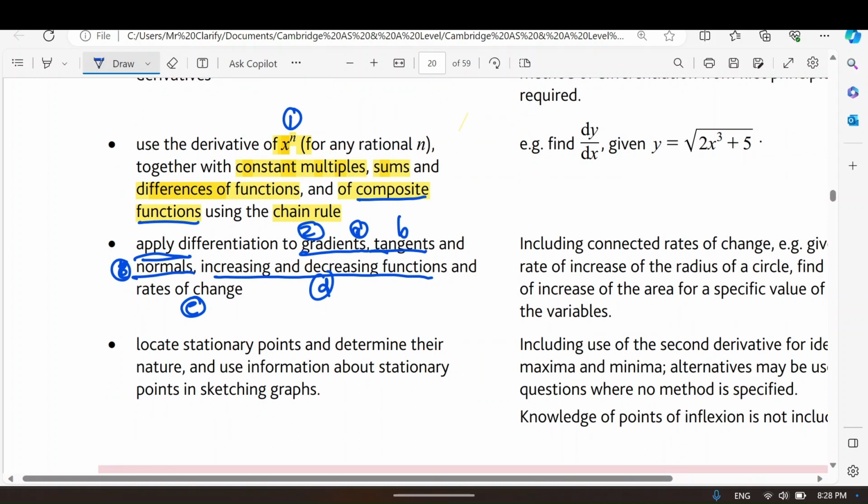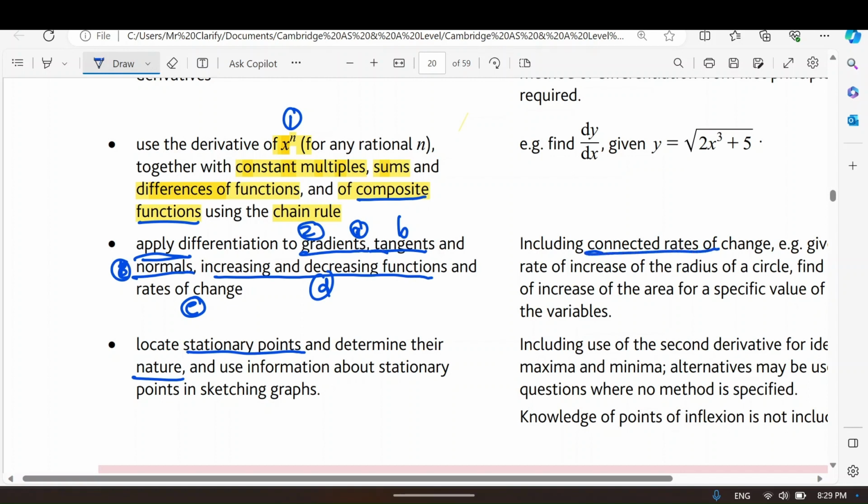Now, look at the last part of application, finding stationary points and their nature. So that is just you now applying. What I wanted you to see is that you only have two rules and then you start applying. So you can do the two rules, and then you can put down a list of the things you are going to need to apply those two rules on. Gradient, equation of a tangent, equation of a normal, check if a function is increasing or decreasing, check the rate of change, and find the turning point, stationary point. It's also called turning point. And that's it. You're done.